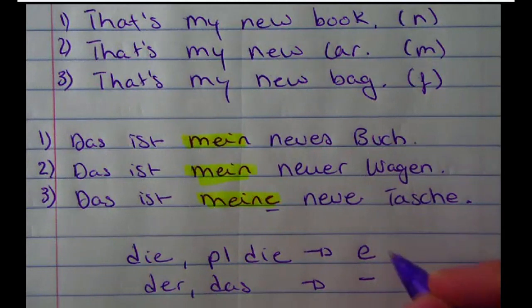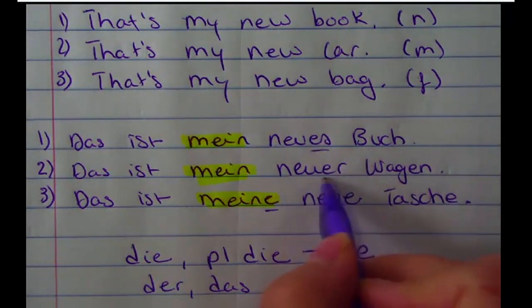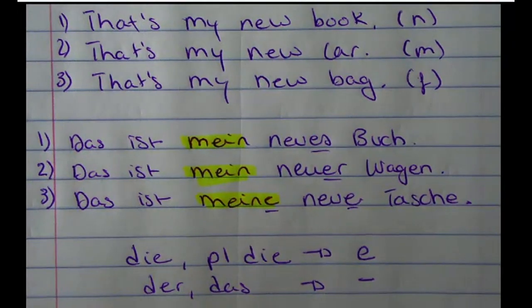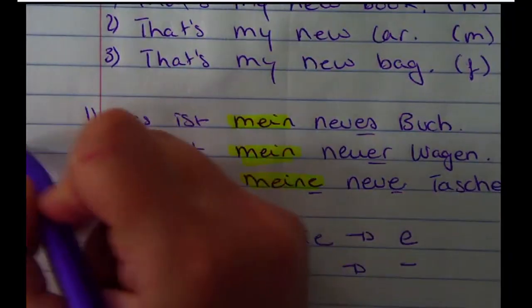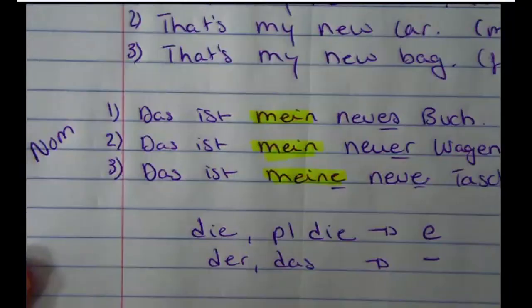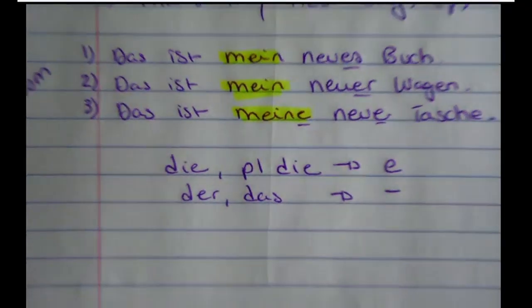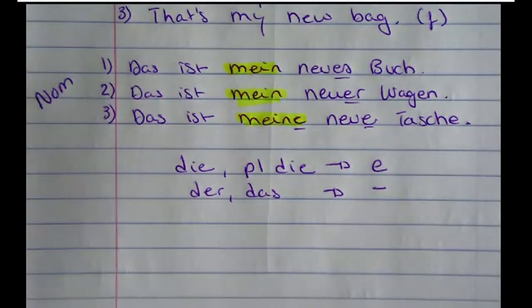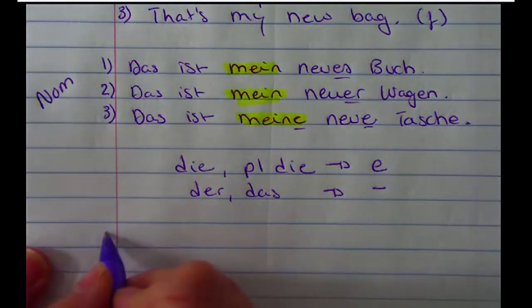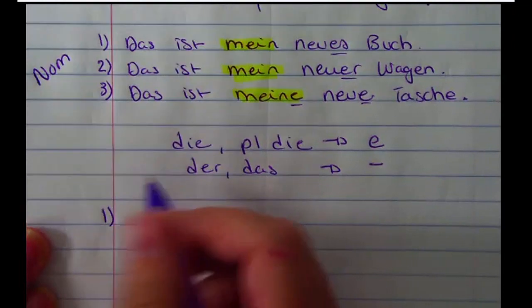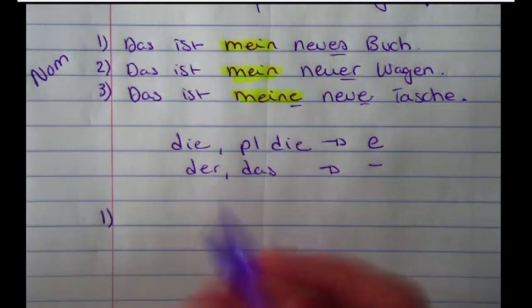So right now, that is nominative. Notice these changes, or these are also different. That's your adjective endings. We're going to talk about those a little bit later. So in this case, this is nominative case for this example. So if I do these sentences in accusative case, I have to say that I have something. So I have to talk about an object, something that I own.